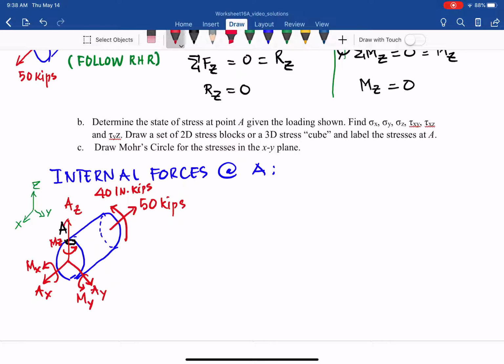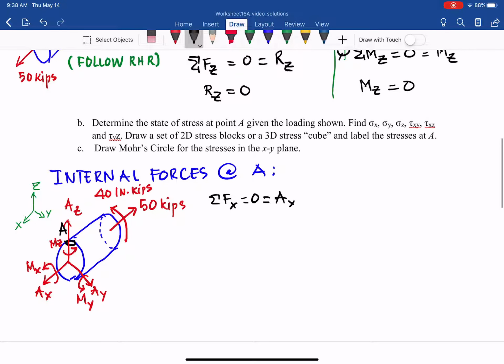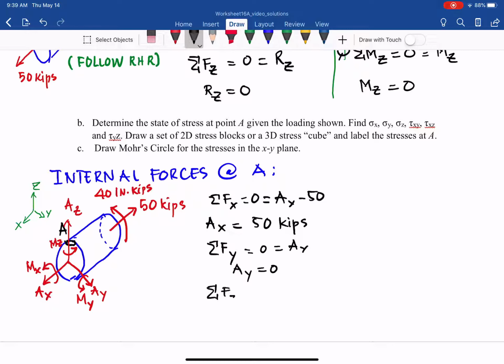And similarly, we have the sum of all the forces in the x direction, following the positive x-axis, equal to 0, and from that we have Ax minus 50, so Ax equals positive 50 kips. And of course, very quickly, sum of forces in y equals 0 gives Ay equals 0. And sum of all the forces in the z direction equals 0, so Az equals 0.